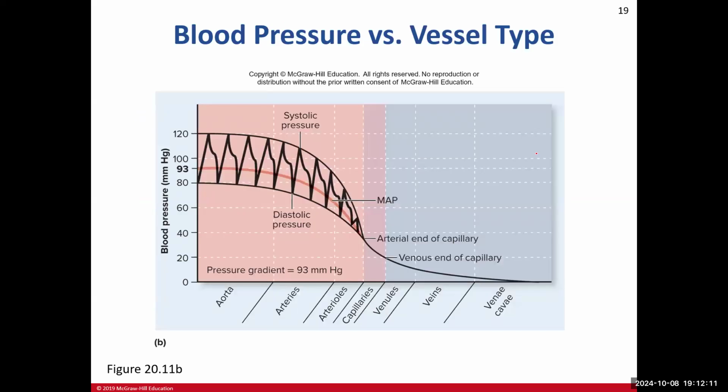Remember pressure gradients, high pressure, low pressure area. This would be a high pressure area compared to this spot here. That's a low pressure area, right? So the pressure is higher on the venous end of the capillary, and it's lower at the vena cava. Some people have a hard time swallowing that because they're thinking, well, the capillaries are so small, and the vena cava and the veins are much larger than that. How is the pressure falling?